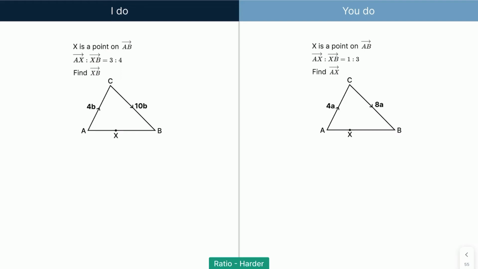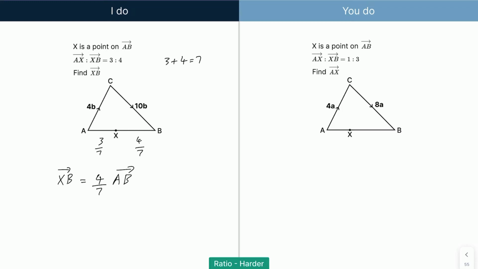Moving on, we have AX to XB, and it's asking us to find X to B. So let's add the ratios together, which is 7. So that is 3 to 4, writing that as a fraction becomes that. So same thing as before. A to X is going to be, well, no, it's asking for X to B, sorry. So X to B is going to be 4/7 of the full length, which is going to be A to B.